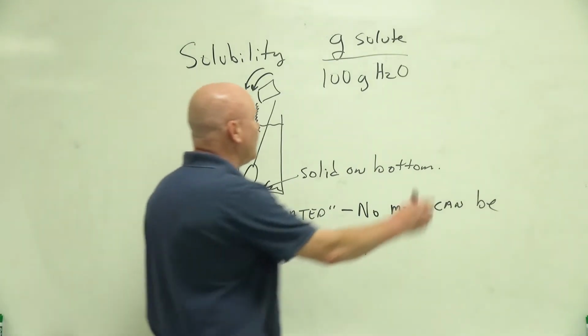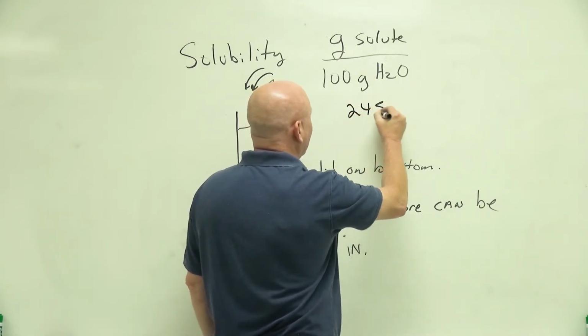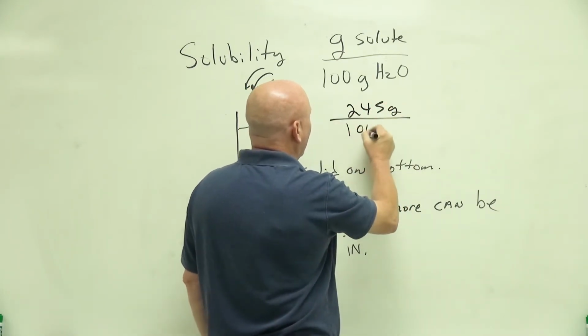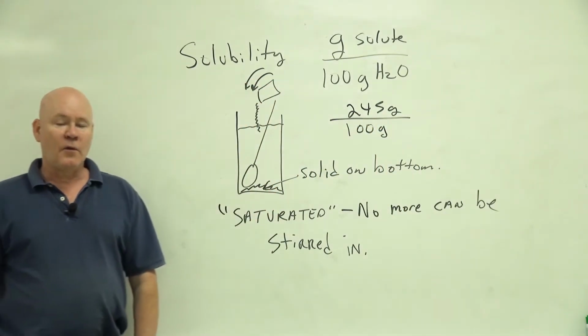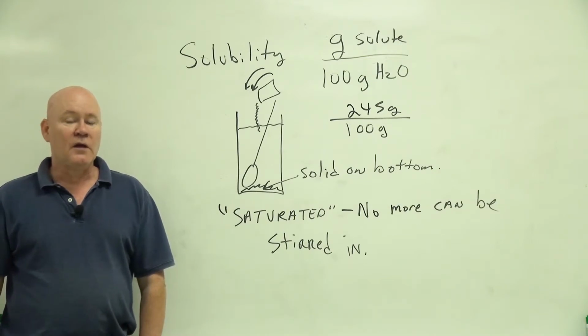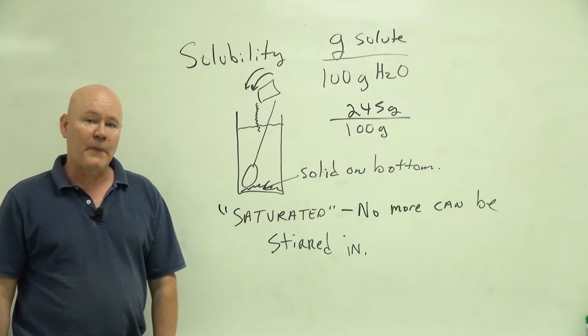So if we had a solubility of something like, say, 245 grams per 100 grams, what that means is if I have 100 grams of water, the maximum that I can stir in is 245 grams before solid starts accumulating on the bottom.